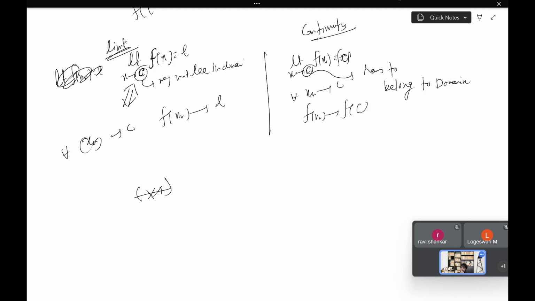I mean to say, suppose this function is defined on minus 1 to 1, x goes to x, then obviously limit x goes to 1 of f(x) makes sense, and this will be 1. But since 1 is not in the domain, we can't talk about continuity of f at the point 1. That's the structural difference. That's it, okay?